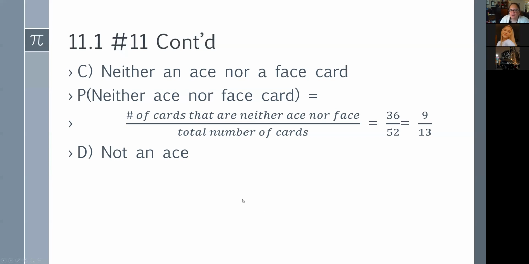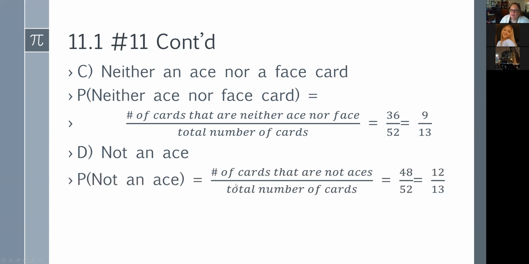Part D, the probability of getting a card that's not an ace. Remember, there's 4 aces and there's 52 cards altogether. So the number of cards that aren't aces would be 48 out of 52. And that reduces down to 12 out of 13.